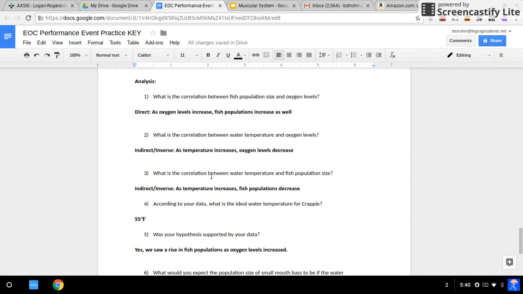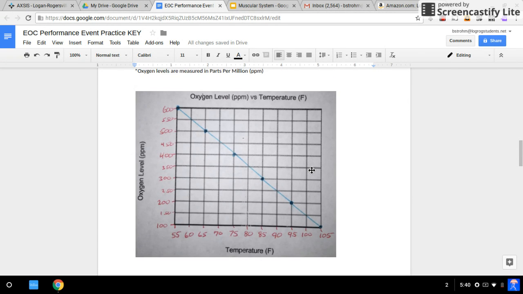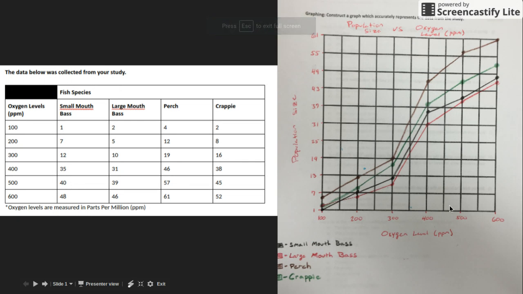The third one, correlation between water temperature and fish population. So now is whenever you have to draw a conclusion between two different pieces of data. We already know that as temperature is going up, oxygen is going down. And we also know that as oxygen goes up, fish population goes up. Well, the opposite is also true. As oxygen goes down, so if we go back this direction, as oxygen goes down, fish population is going down as well. So since increased temperature causes decreased oxygen, that also means that increased temperature causes decreased population size.